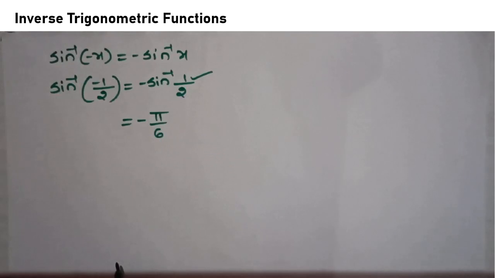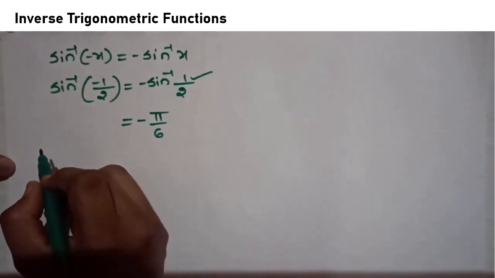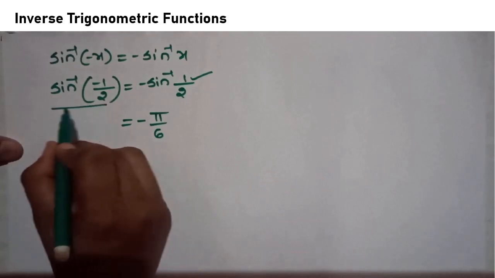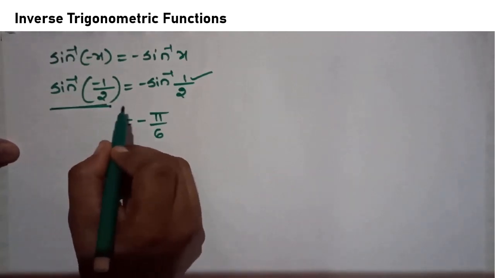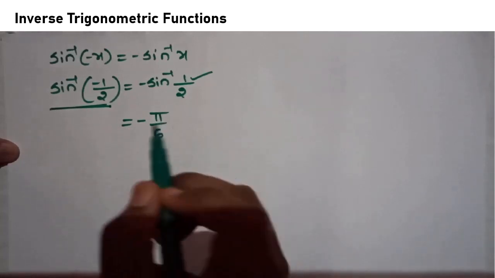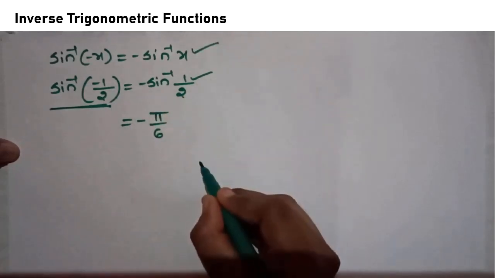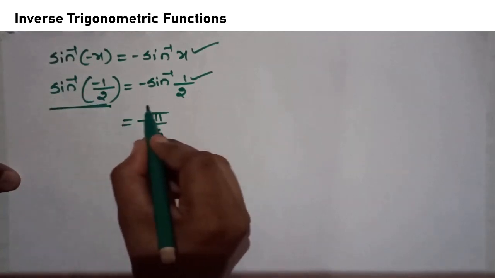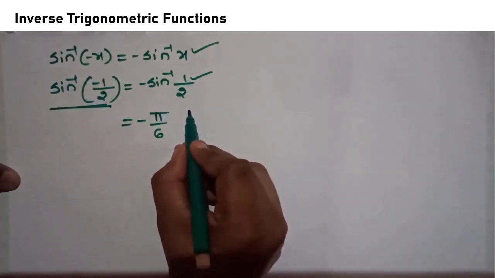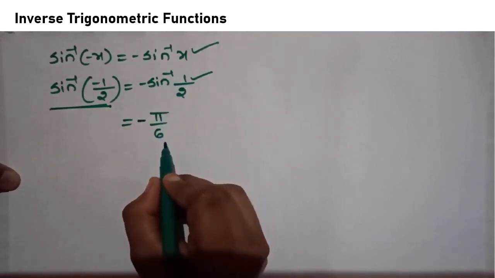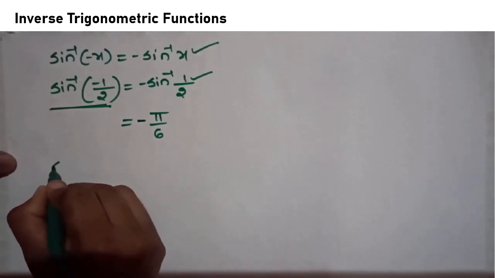Minus pi by 6. Okay, so instead of finding the principal value as you learned in class 11, how to find the principal values, right? Instead of writing sin inverse minus 1 by 2 is equal to y, so minus 1 by 2 is equal to sin y, and getting the value of y as minus pi by 6, now use this property: sin inverse of minus x is equal to minus sin inverse x. You get sin inverse minus 1 by 2 is equal to minus sin inverse 1 by 2. Keep the sign as it is, and this gives the value minus pi by 6.